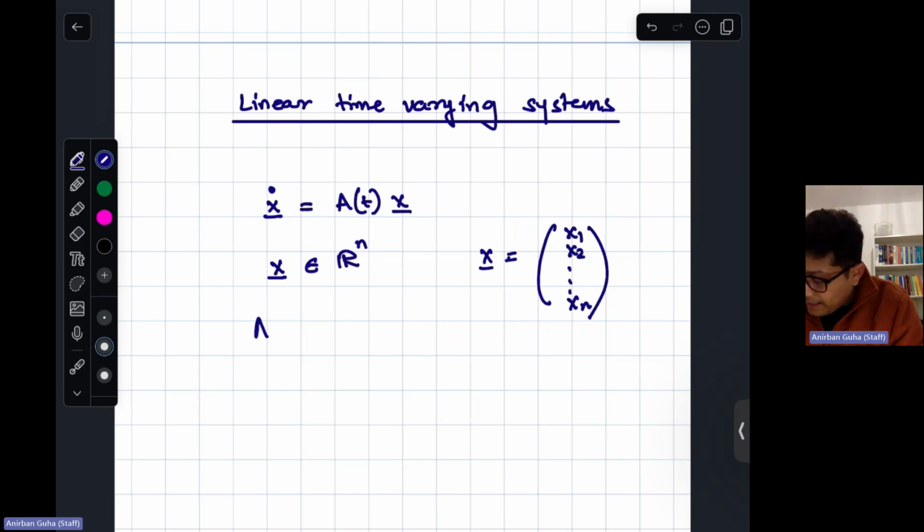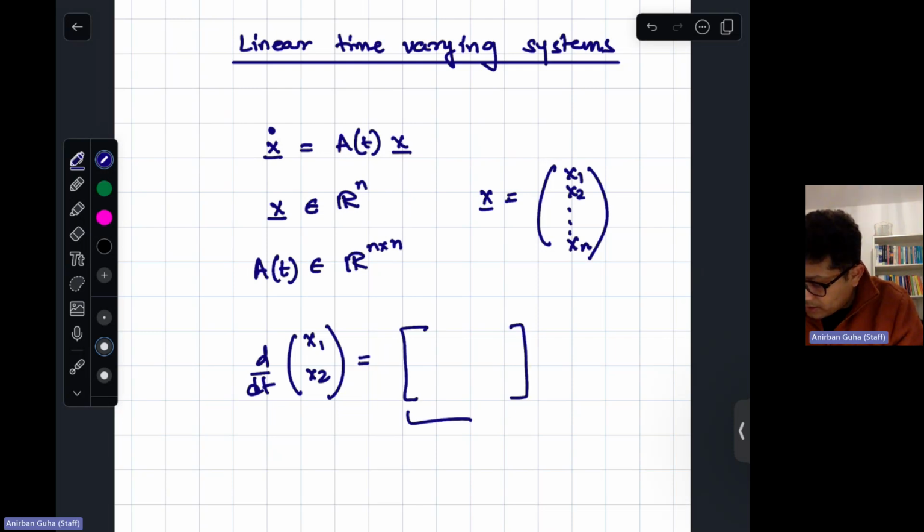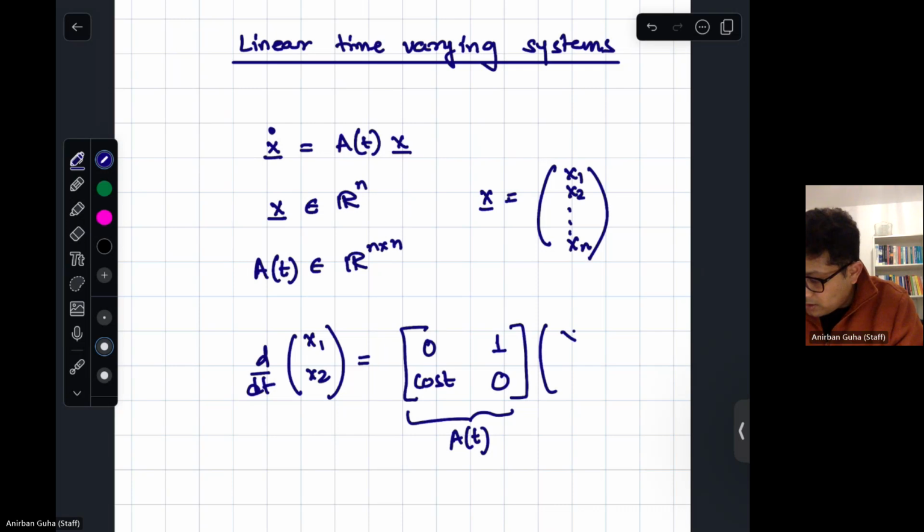And A is a matrix whose entries are dependent on time. So A is in R n by n, say, and the entries are dependent on time. So one example of which would be, say, let's take a 2D system. So x is x1, x2, right? And let's say the A matrix is something like 0, 1, cosine t, 0, times x1, x2.